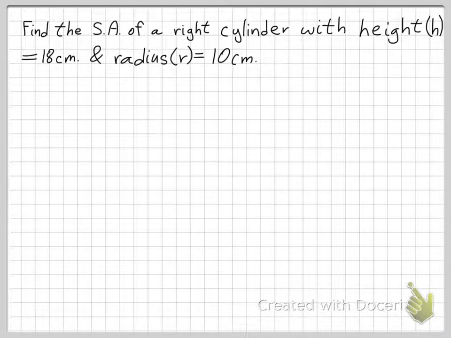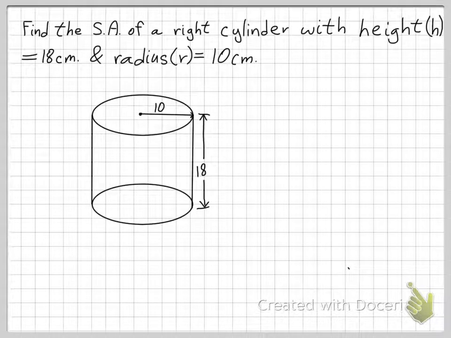Okay, moving right along to our next problem. We have: find the surface area of a right cylinder with height h equals 18 centimeters and the radius r equals 10 centimeters. Okay? And here's my figure. You can write down this whole entire prompt. It has a radius of 10 and a height of 18. So how do we find what the surface area of this is?